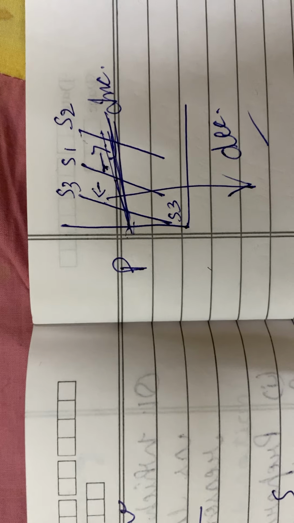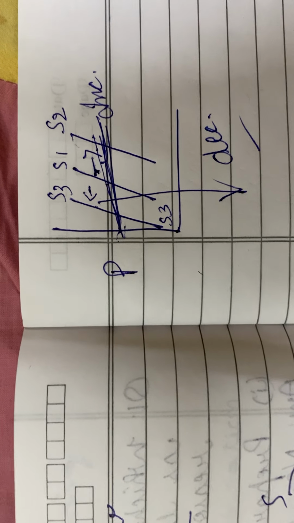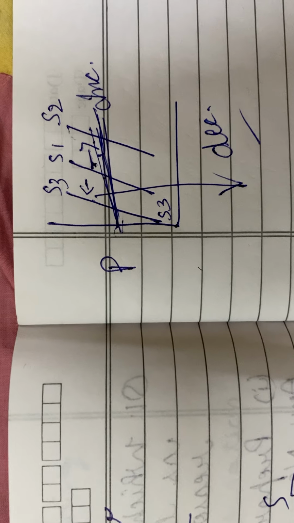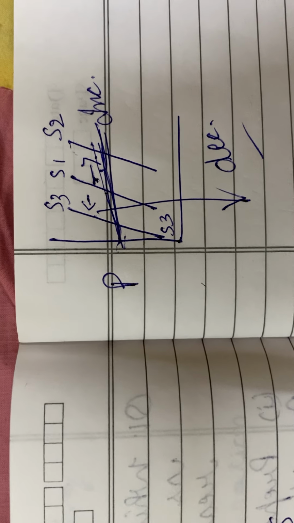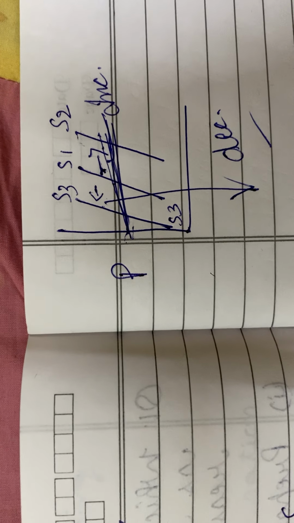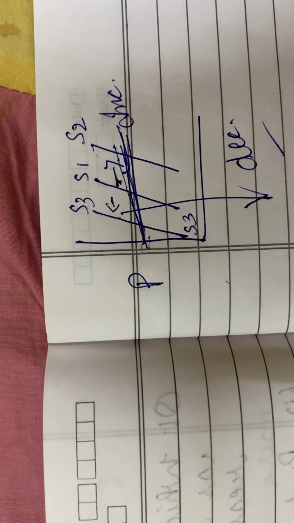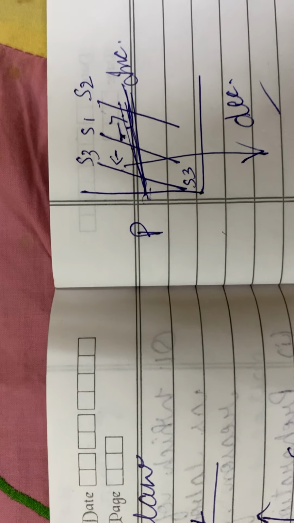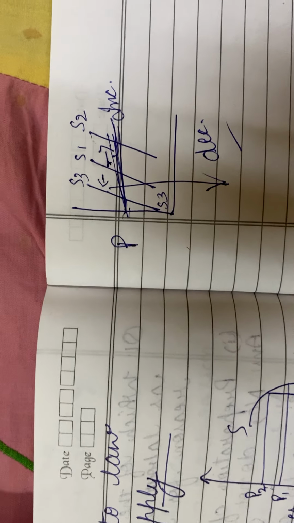So when the shifting happens because of other factors, it is called either increase in supply, that is the rightward shift of the supply curve, or decrease in supply, that is the leftward shift of the supply curve. I hope it is very simple and clear to you all. You can draw the diagram.